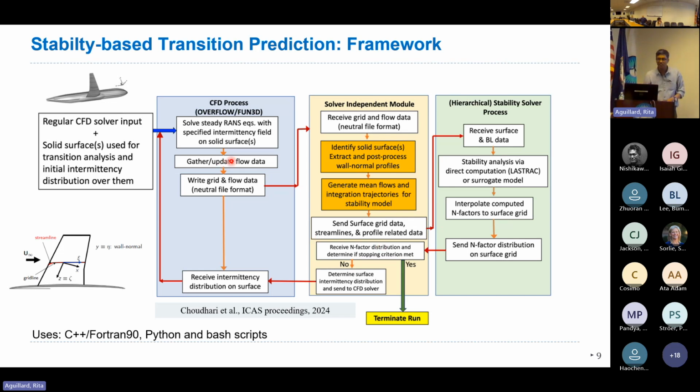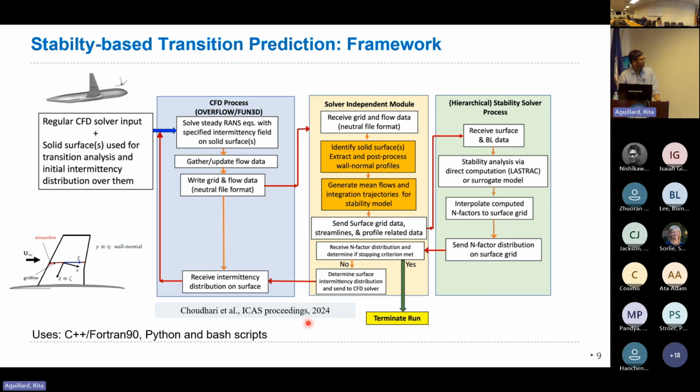And then send it back to the CFD solver. We again run through the CFD solver, converge it, get the mean flow again, and then go through the cycle. At some point, we know that the location of transition being predicted has not changed. When that is achieved, then we terminate the runs and we have the results. So that's the whole thing.